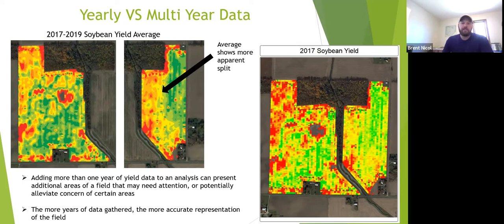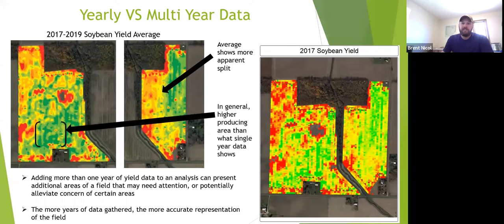Also, as an example of alleviating concern, not just showing concern, the single year yield data map on the right-hand side shows an area of the field that seems to be a little less productive than normal right about here. So looking at the multi-year analysis on the left shows that this area of the field tends to be one of the most productive areas. Granted, this multi-year data on the left is only showing the average of 2 years of soybeans. But I think it still shows a really good representation of how stacking multiple years of yield data can help you make more accurate on-farm decisions.